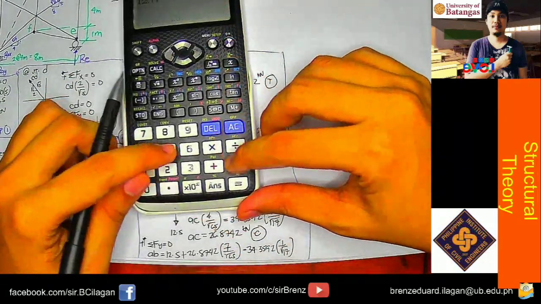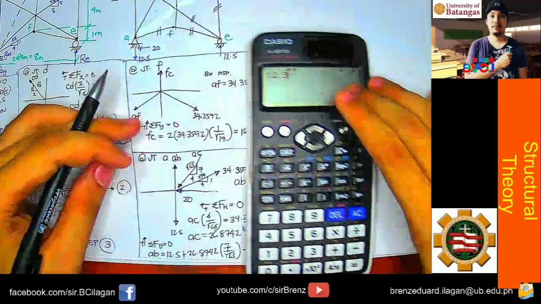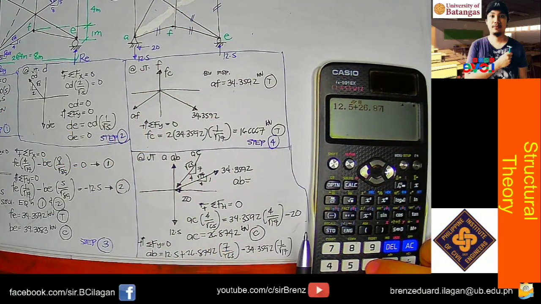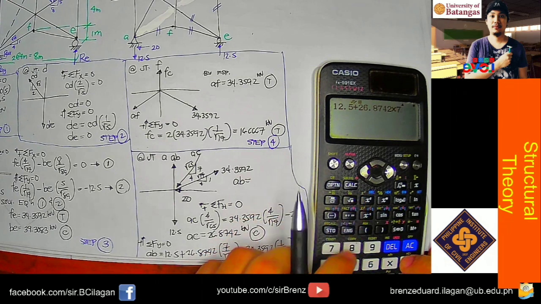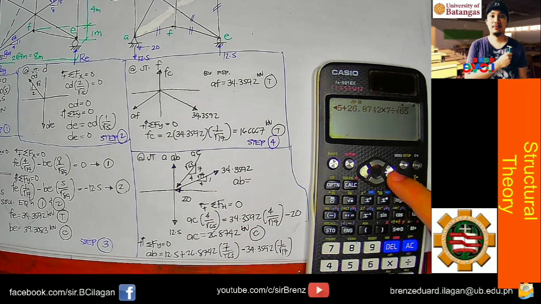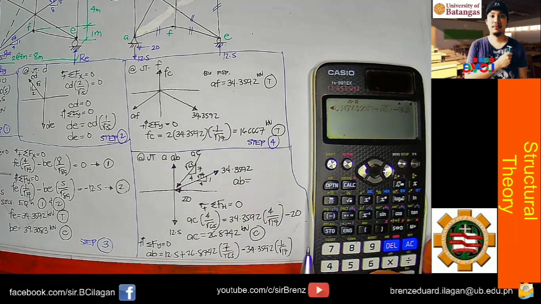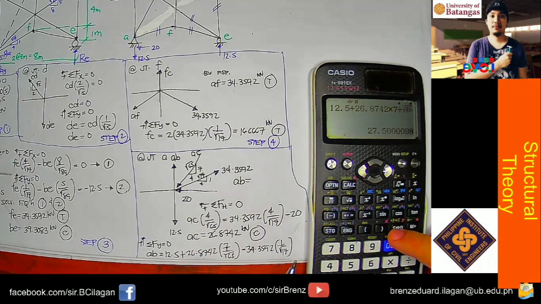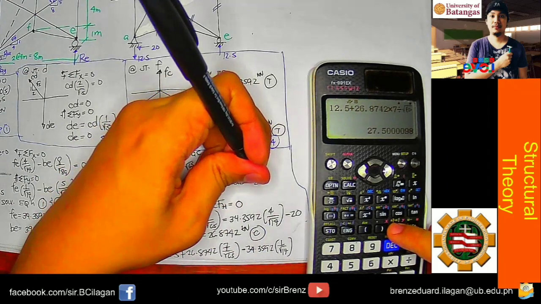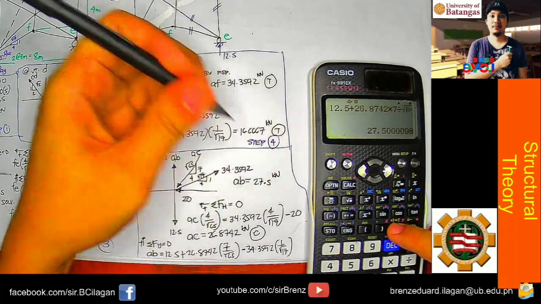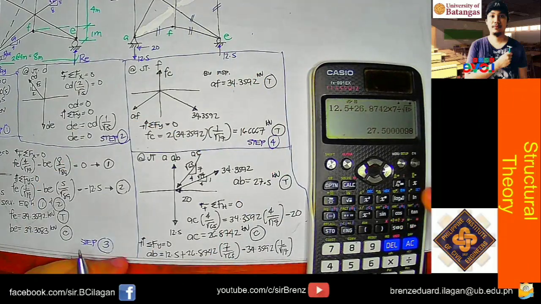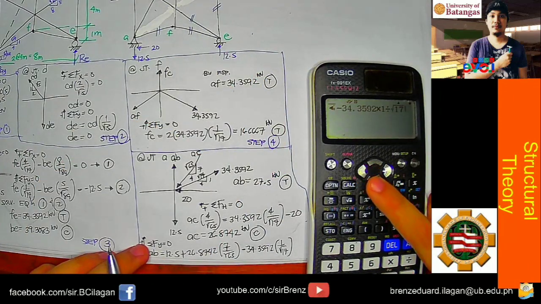So encode lang natin. So we have 12.5 plus 26.8742 times 7 divided by square root of 65. And then minus 34.3592 times 1 divided by square root of 17. The answer is 27.5 kilonewton. So tama na, ito is in tension. Positive naman. So double check ko lang. Okay, so tama naman.